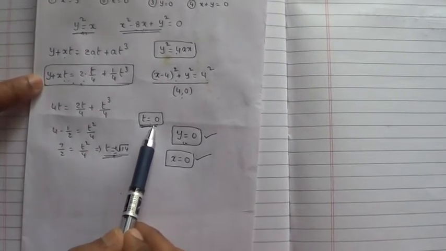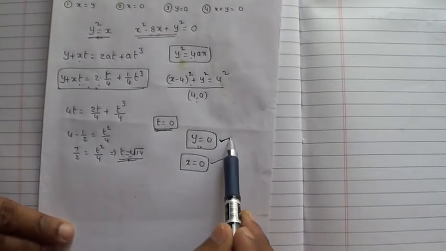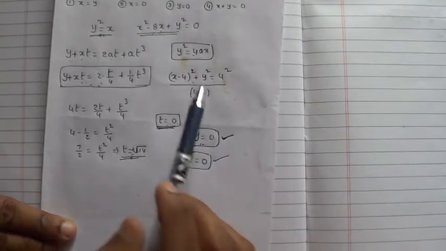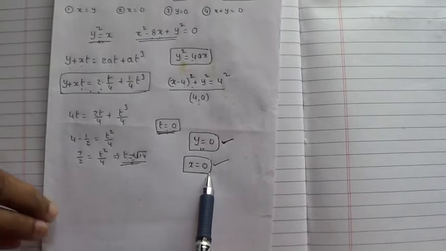Substitute in the equation of the normal. We will get the equation of the normal as y = 0. But x and y are interchanged, so we will get the equation of the normal as x = 0. So let's go for the discussion of another question.